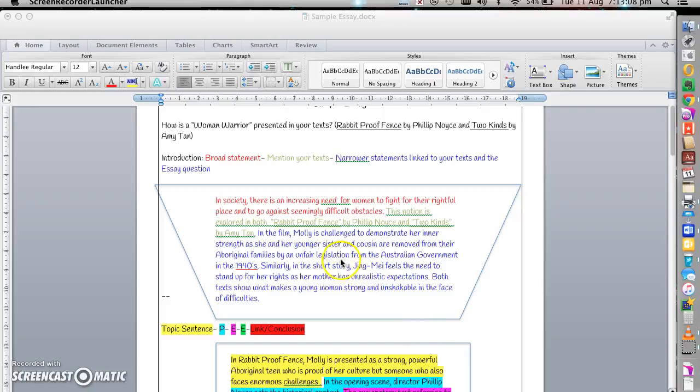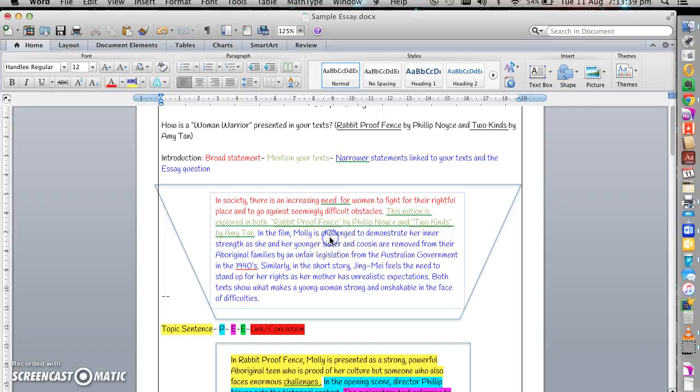In society, there is an increasing need for women to fight for their rightful place and to go against seemingly difficult obstacles. Now, as you can see, I start my essay with a very broad statement about society and about the place of women in society and how women are forced to overcome certain obstacles. Now, my next sentence is about my text. This notion is explored in both Rabbit Proof Fence by Phillip Noyce and Two Kinds by Amy Tan.